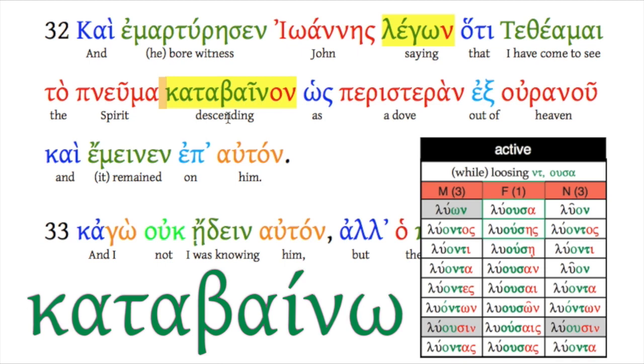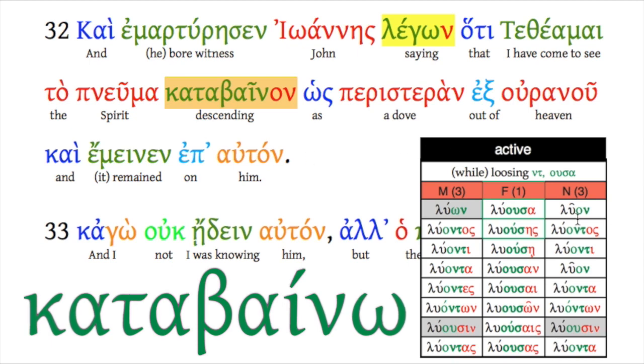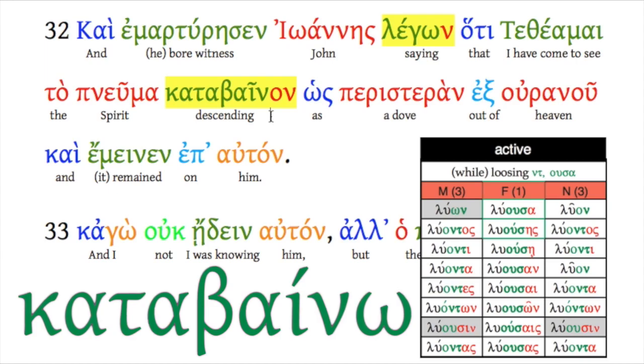There is no article, so is it adverbial? I have come to see while descending? No, clearly John's not descending. The Spirit is descending. And we know that the katabainon cannot refer to John because John would be nominative singular masculine. But notice this one is neuter singular. So katabainon, descending. So in this case, we have an adjectival participle without an article. Remember I said that the adjectival and substantival participle usually have the article, but not always.